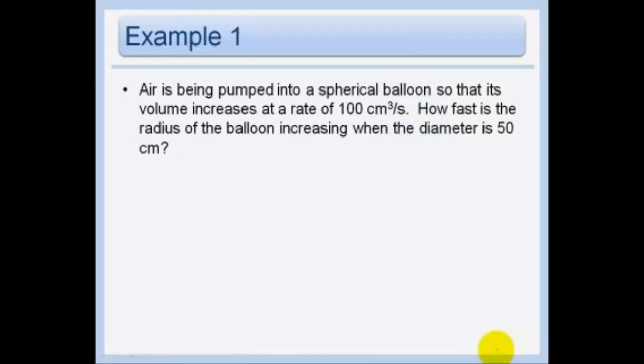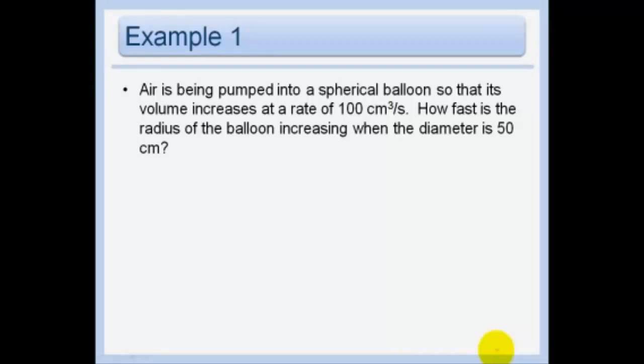So the first question we're dealing with says that air is being pumped into a spherical balloon so that its volume increases at a rate of 100 centimeters cubed per second. How fast is the radius of the balloon increasing when the diameter is 50 centimeters? In these questions, we really want to use units to help us out in the problem because it's going to really tell us a lot.